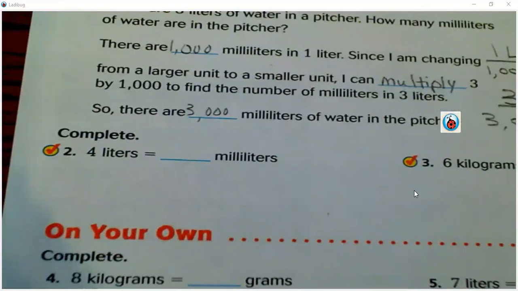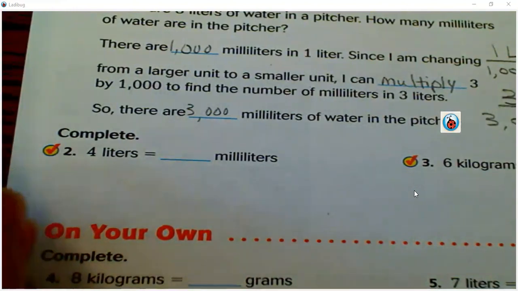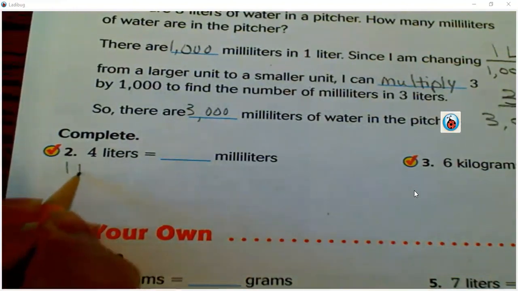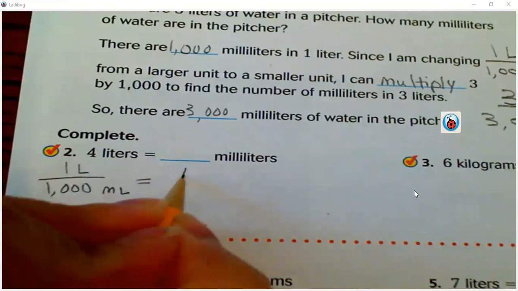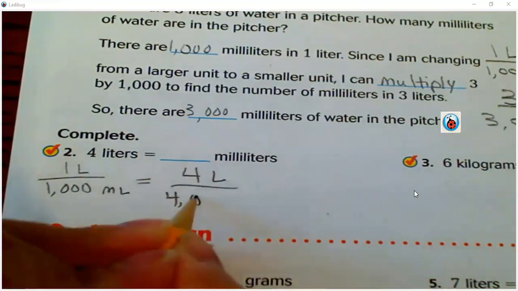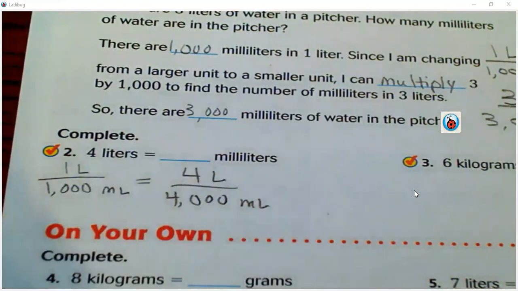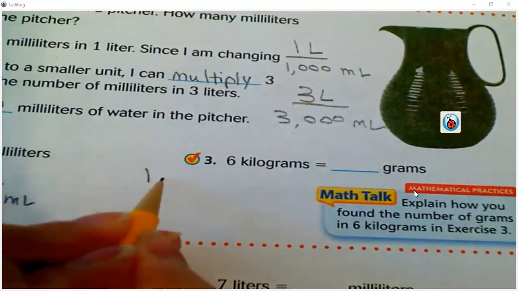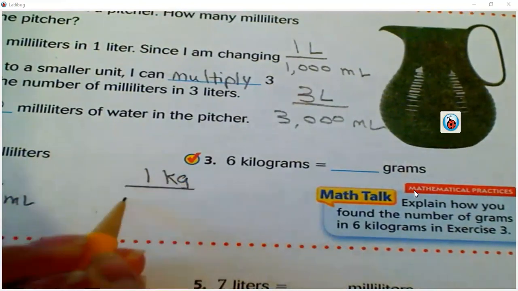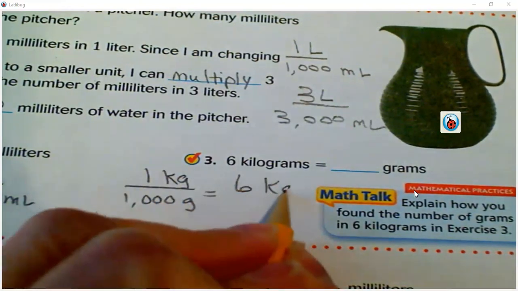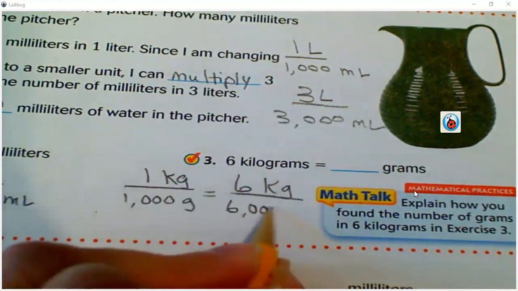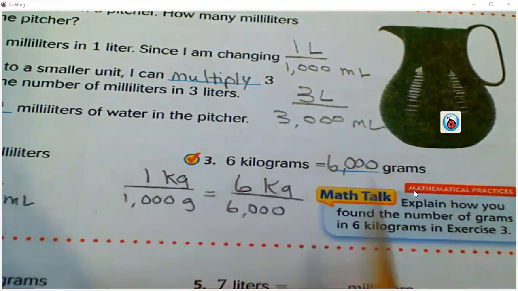Love it. Moving on. Now, if we're given just a problem like this, set it up like that fraction, like I was explaining before. It's super helpful to your brain. So if I know that 1 liter has 1,000 milliliters, then I'm going to know that 4 liters has, that's right, 4,000 milliliters. Okay, back to grams and kilograms. Well, if I know that in 1 kilogram, there are 1,000 grams, I'm going to know that in 6 kilograms, there are 6,000 grams. Yay!